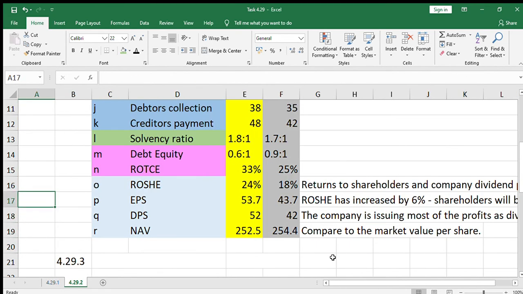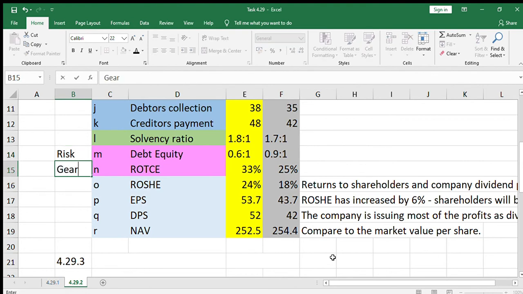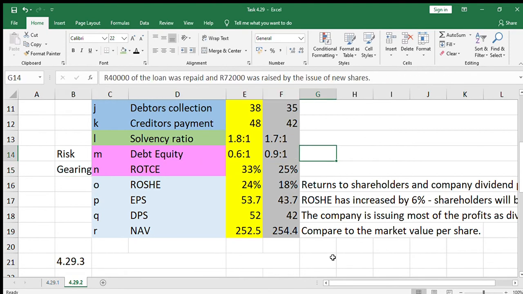Okay, then the next thing we need to talk about is the risk and financial leverage with gearing. Now for that we look at the debt equity ratio. So we have the risk and gearing, right? We look at the debt equity ratio and the return on total capital employed. So if you just want to look at this at your loan and your equity share capital.